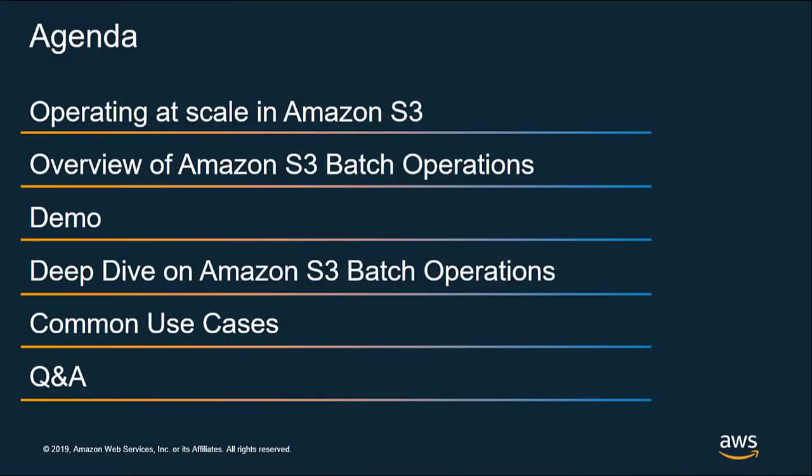So for today's agenda, we're going to talk about operating at scale in Amazon S3, go into an overview on Amazon S3 batch operations. We'll go through a demo at that point where we walk through the different console views. Then we'll go back to a deep dive on Amazon S3 batch operations to go into more detail on the things we covered in the demo. We'll then review some common use cases and how the pricing works for S3 batch operations, and then we'll leave some time for Q&A at the end.